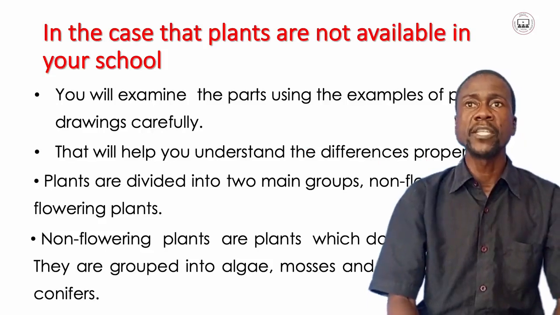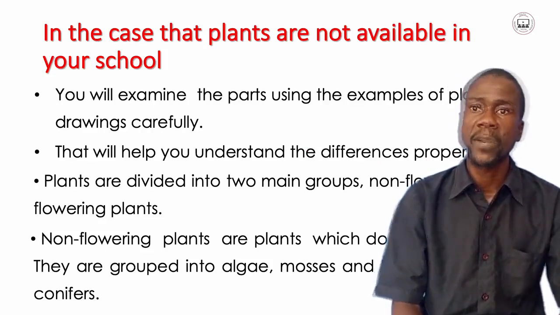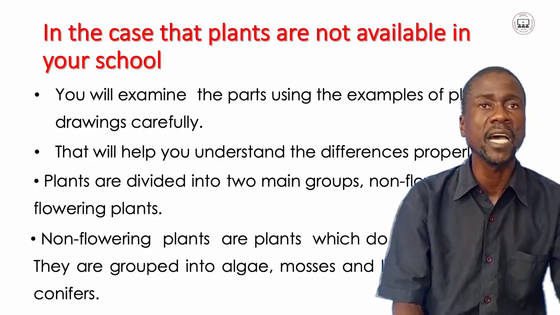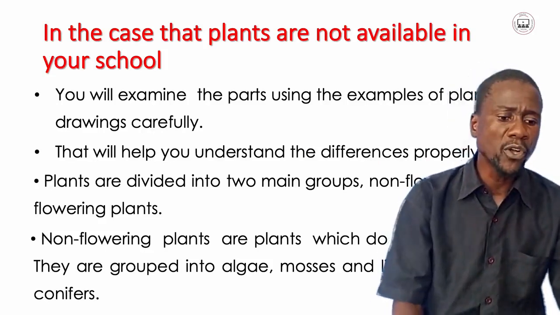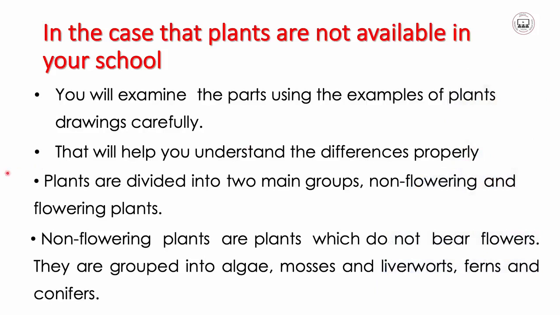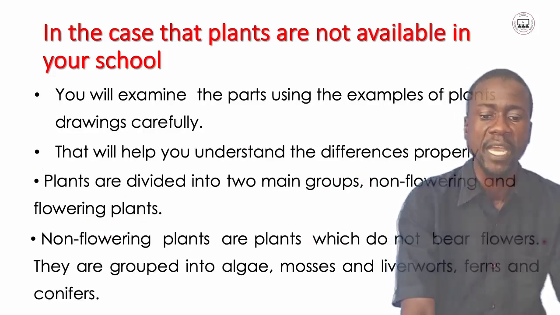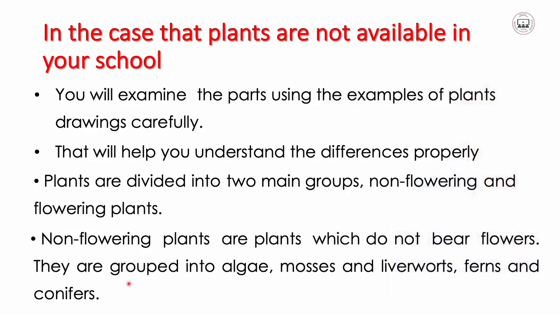So if you get those plants from your environment, or if you don't have those plants and you have the diagrams, you will know that plants are divided into two main groups. Some are called non-flowering and others are called flowering. The non-flowering plants are plants which do not bear flowers. They are grouped into algae, mosses and liverworts, ferns, and conifers.